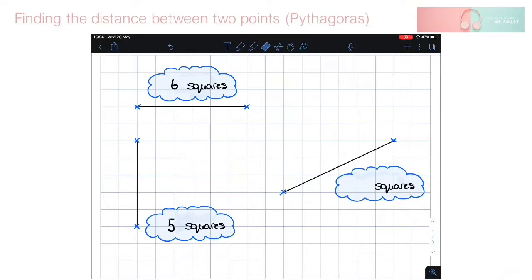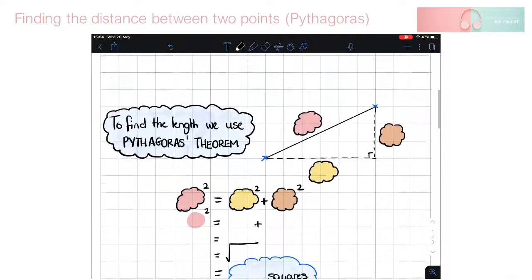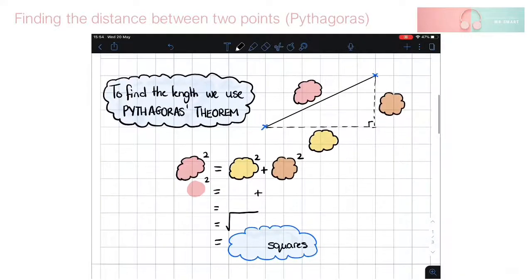And to count the number of squares, it's difficult when you're trying to count diagonally across a square. So we actually need something else to help us, and we use Pythagoras' theorem. And so what we do is we turn the line segment into a right angled triangle, which you can see there on the top right. So Pythagoras' theorem, we need to set up our A, B and C. And remember, Pythagoras' theorem states that a squared plus b squared equals c squared.